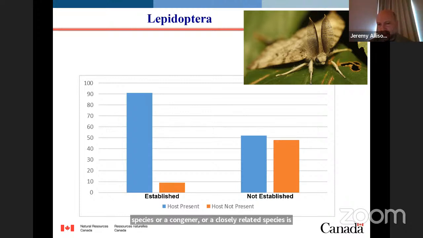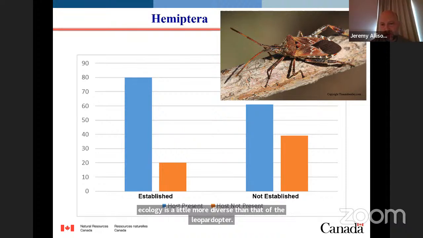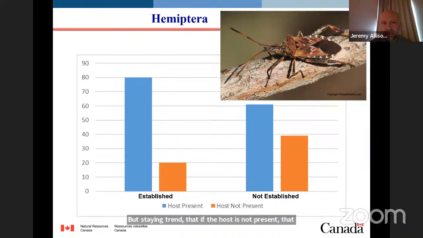And the interesting thing is, as you would predict, if the host is not present in Canada, it's far more likely that the event will result in not being established than being established. If the host is present, it's more likely that they will establish than not establish. A similar pattern, although less pronounced, is observed with the Hemiptera, which isn't surprising because their ecology is a little more diverse than that of the Lepidoptera, but the same trend holds: if the host is not present, that introduction event is less likely to result in establishment than if the host is present.